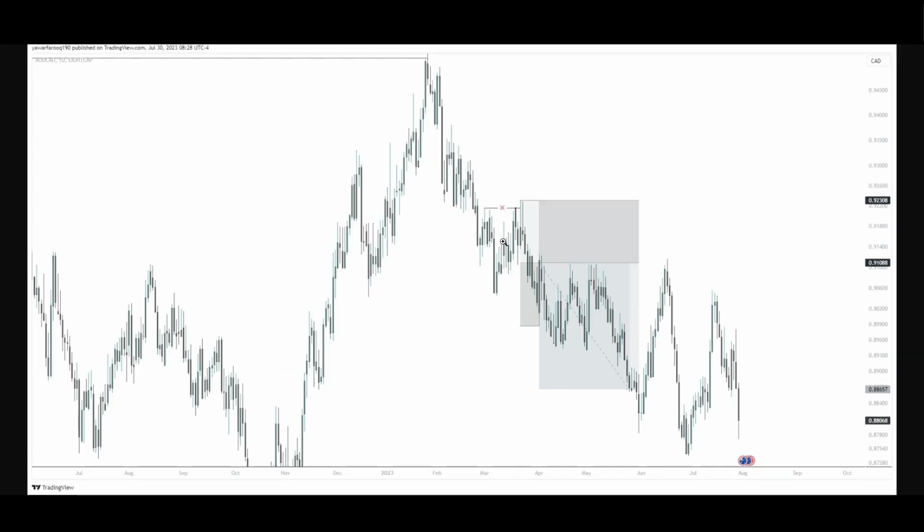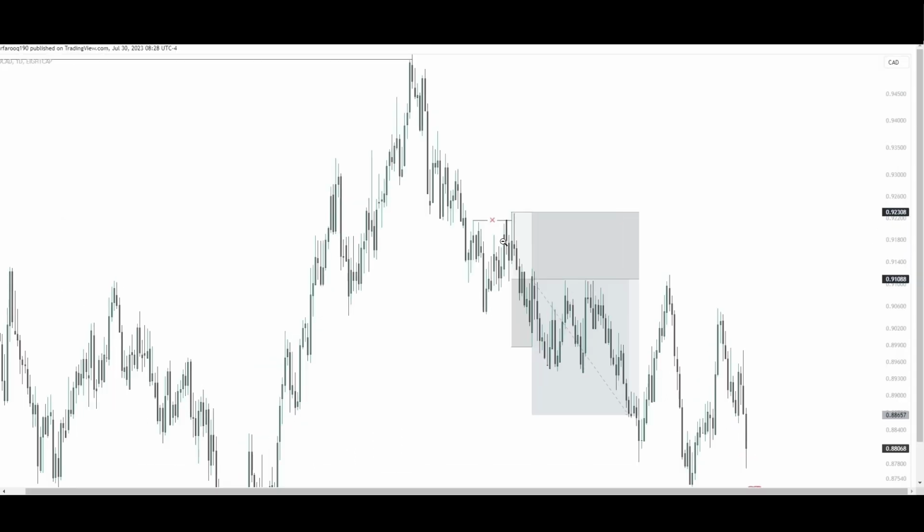Okay, so this is basically all about the market maker buy models and sell models, and how I like to enter in these models. Okay, these are very high probable.